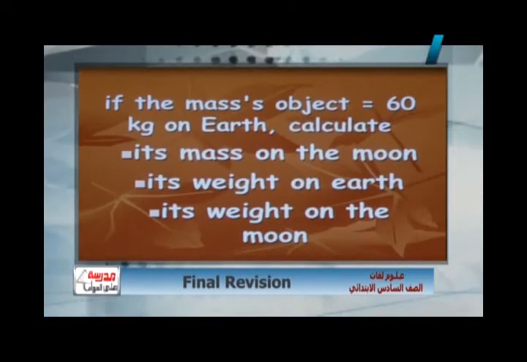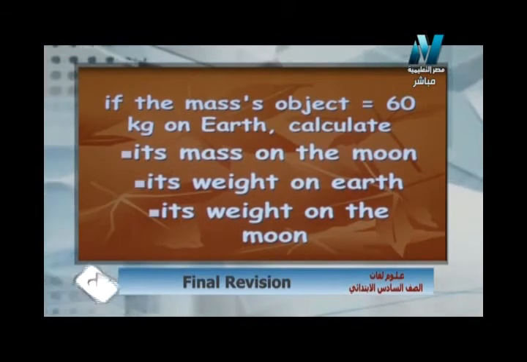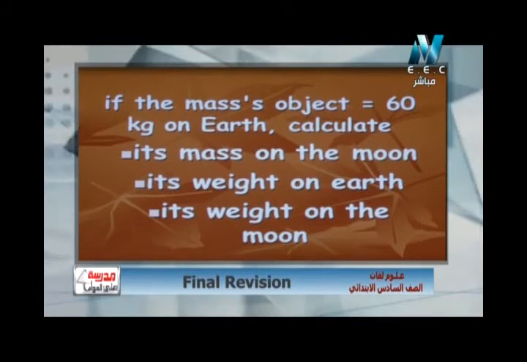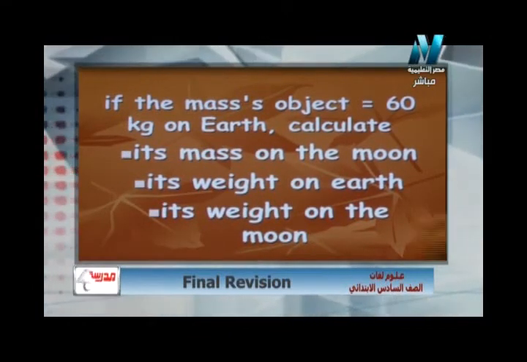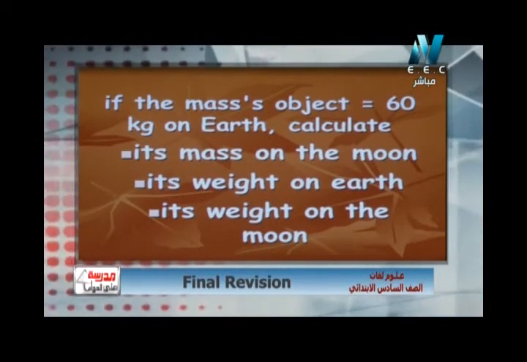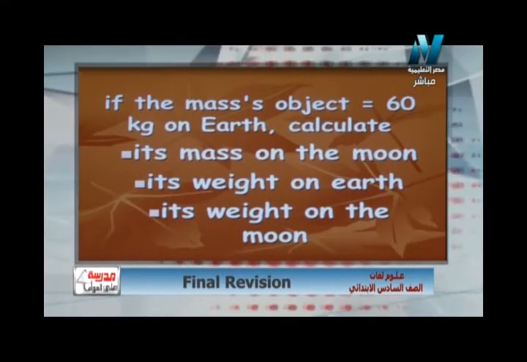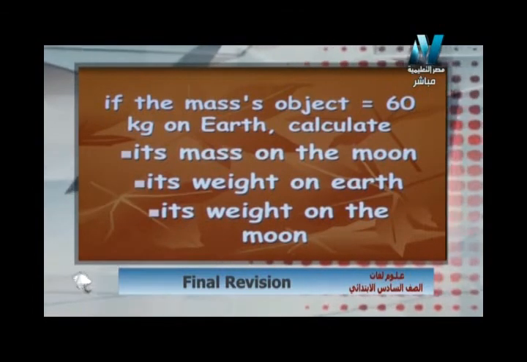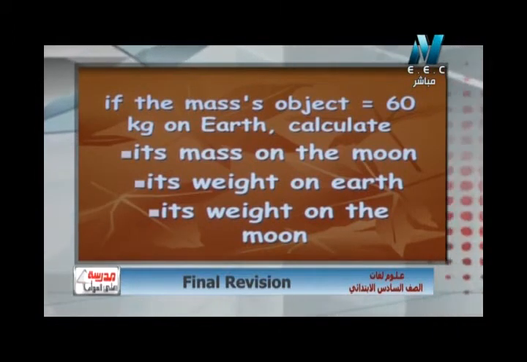The question says, if the mass of an object equals 60 kilogram on Earth, calculate its mass on the moon, its weight on the Earth, and its weight on the moon. It's a slightly long problem but still very easy. First step, I write the two sacred triangles. Weight on Earth at the top and mass by 10 at the bottom. Second triangle: weight on Earth and weight on the moon by 6. Here I have only one piece of information: the mass equals 60 kilogram.